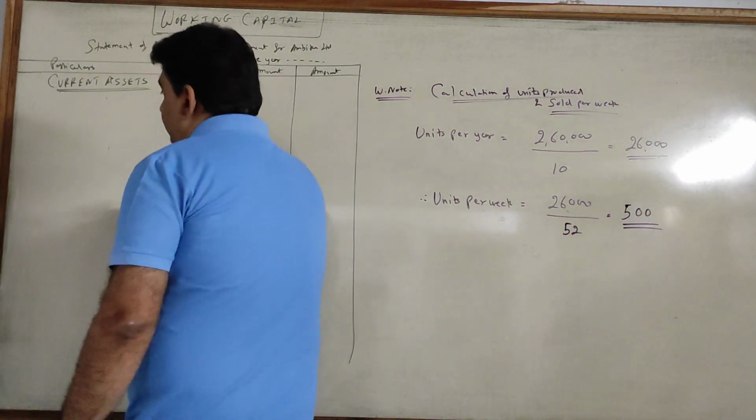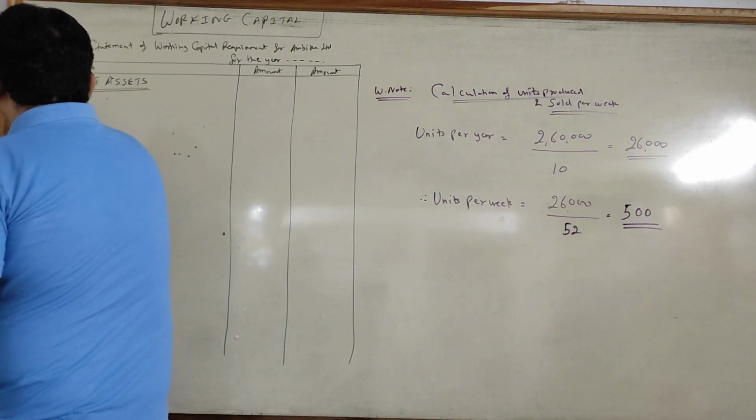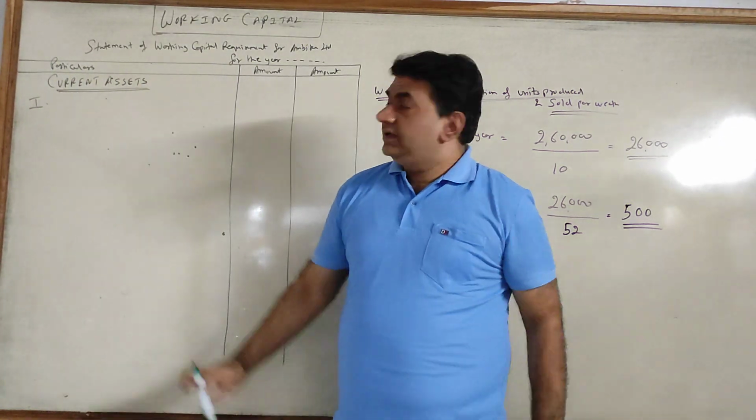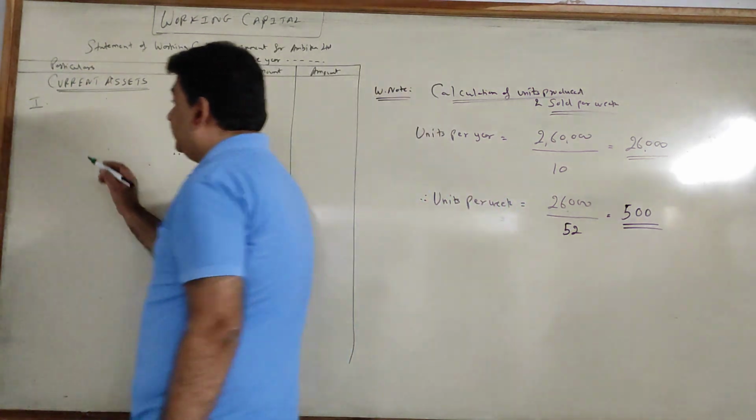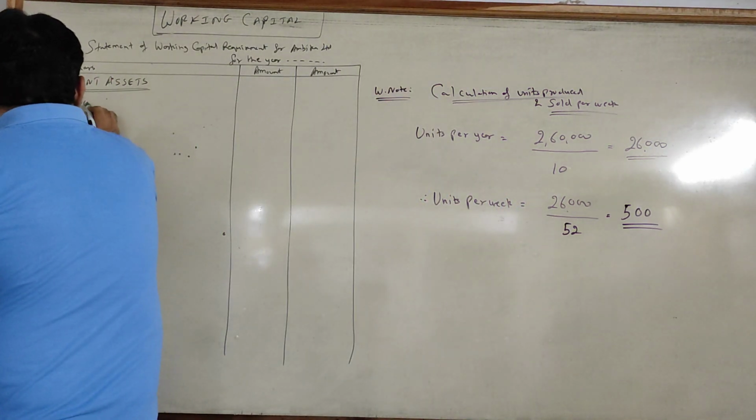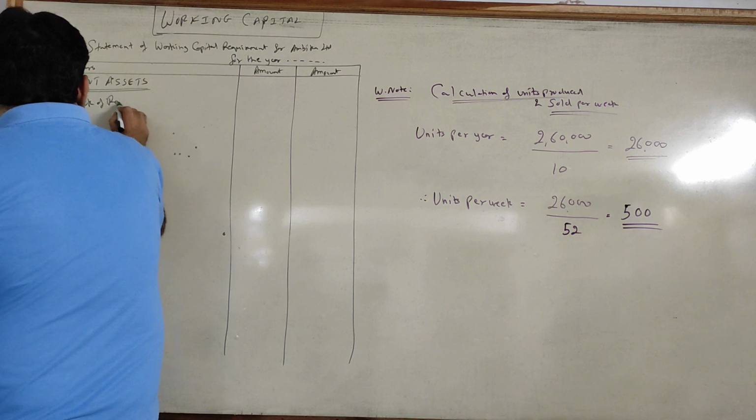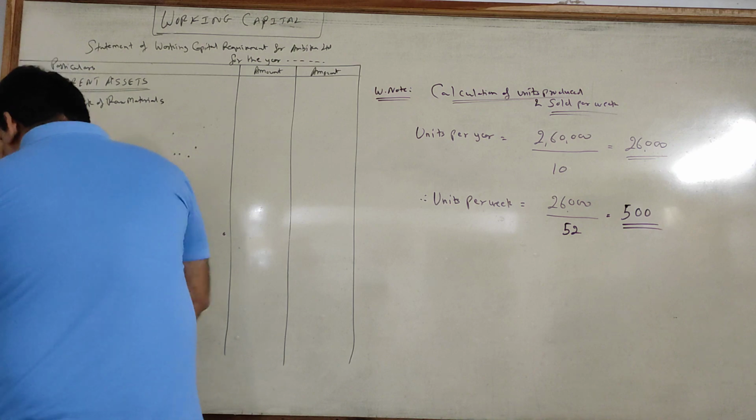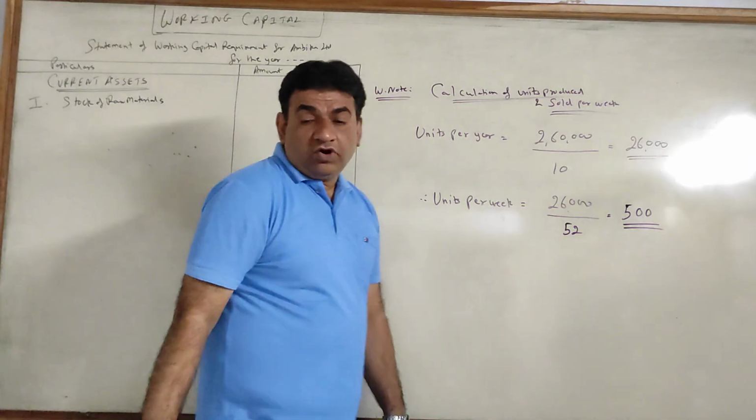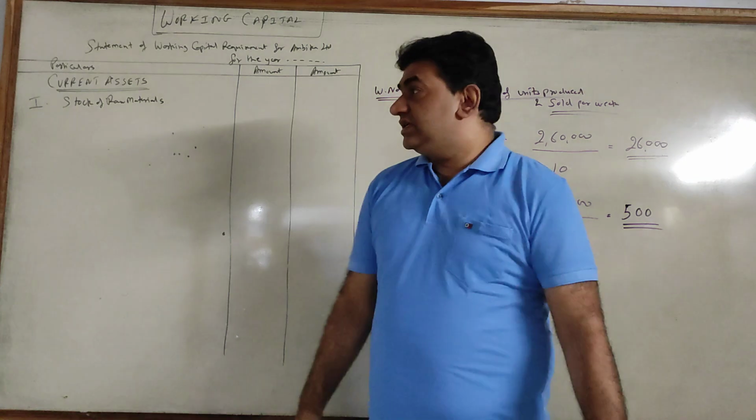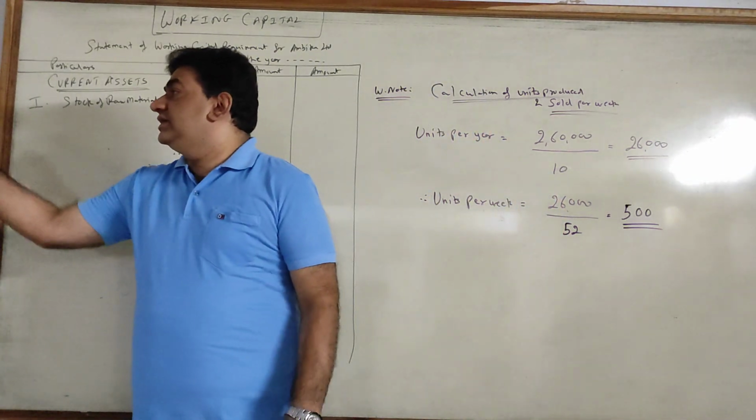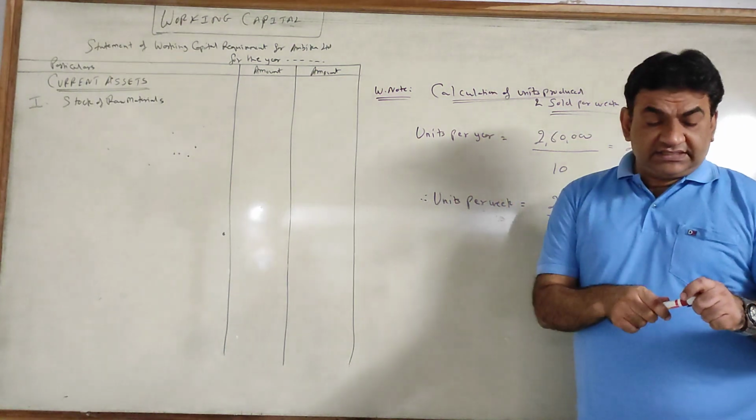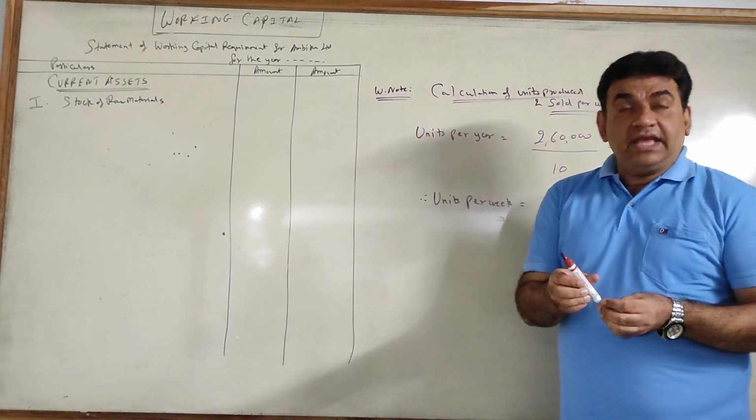So what you will do? Write the heading number 1 in Roman. Of course, you can do other also, but this is a normal trend. Roman number 1, and write there stock of raw materials. Got it? Now listen guys. In these type of sums, the information in the brackets will be important.